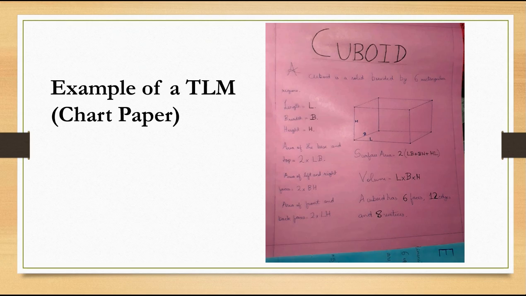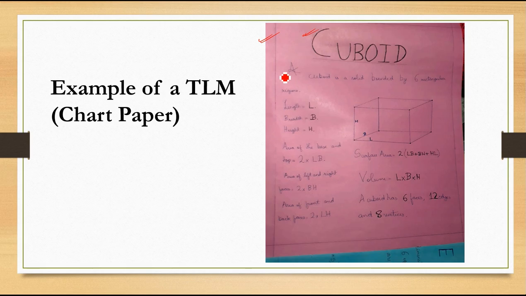Yeah, this slide that I nearly missed is an example of a TLM, where you have to represent what you are teaching in a chart paper. So this was one chart paper that I took, and I was teaching the topic cuboid. It was a part of mensuration. So here I write the topic. It should be clearly visible because the chart paper will be kept in one corner of the room, and it's better if students can read it from far itself. So that will be the best TLM that you can make.